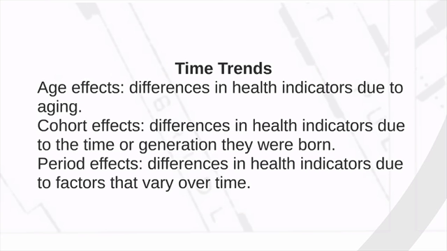The last time trend that we're going to talk about is period effects. And this is when there are differences in health indicators due to factors that vary over time. So this is independent or separate from how old people are, and what year or period they were born in. It's the idea that our environment produces some things or causes health conditions that then wax and wane. And it's not necessarily due to something about the generation you're in or how old you are, but just the environment that you're existing in and how that's changing health.